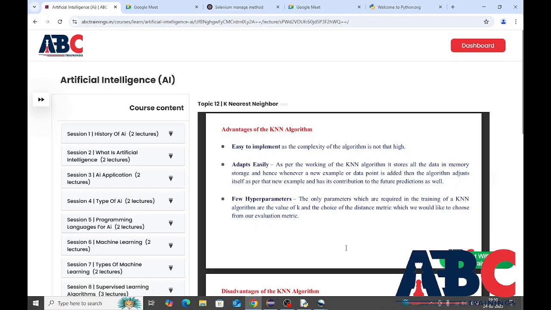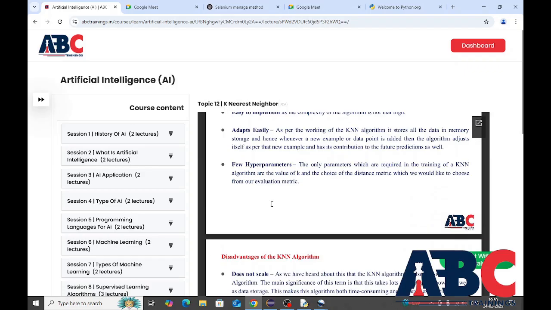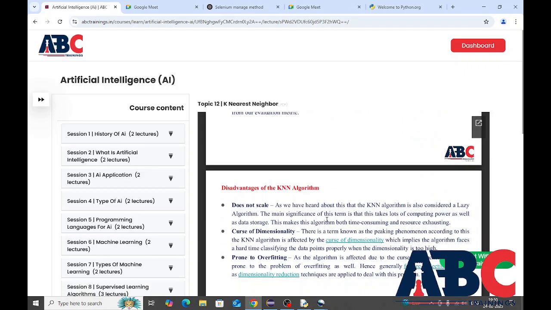Few hyperparameters. The only parameters which are required in the training of a KNN algorithm are the value of k and the choice of the distance metric, which we would like to choose from our evaluation metric.